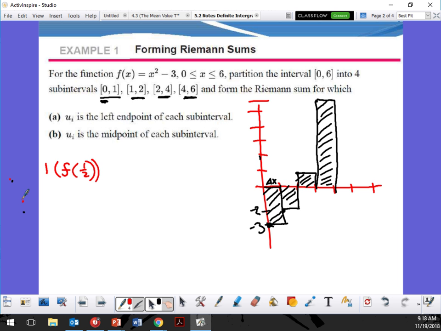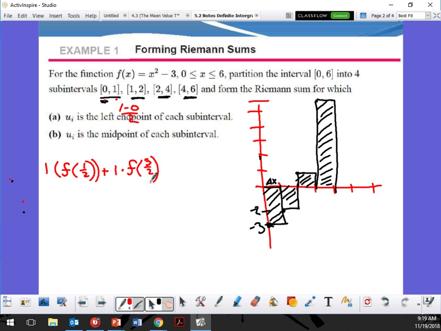Yes? Yeah, midpoint would be 1 minus 0 all over 2, right? Okay, it's the same thing for the rest of it. So it's plus the next one. My delta x is going to be 1 times f of, okay, so it's going to be 2 plus 1 over 2, oh yes, so I'm sorry, 3/2, right? I don't know what I was thinking.